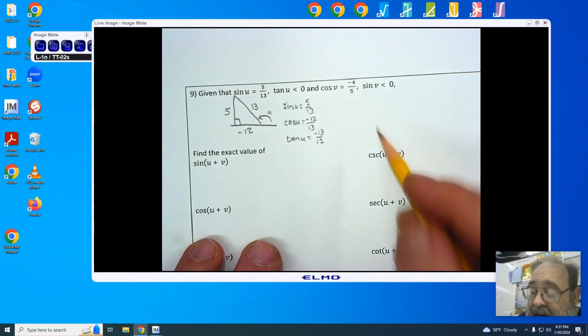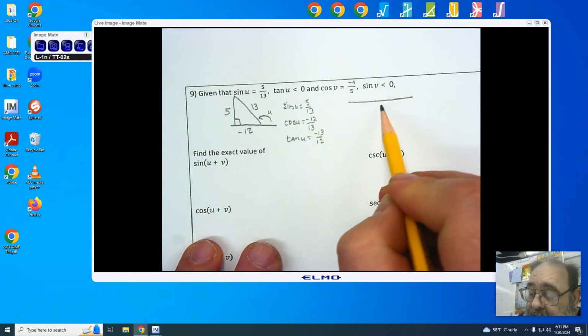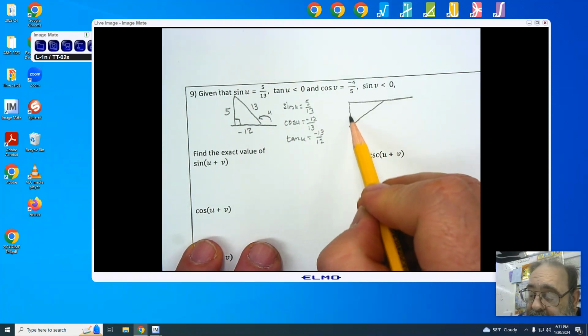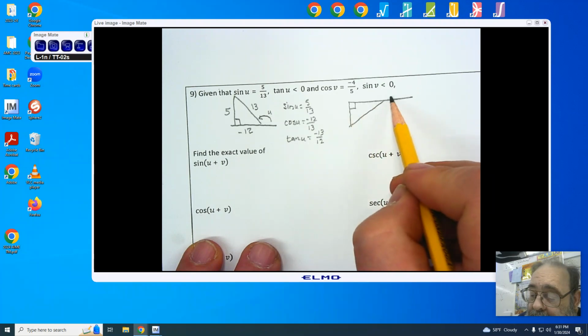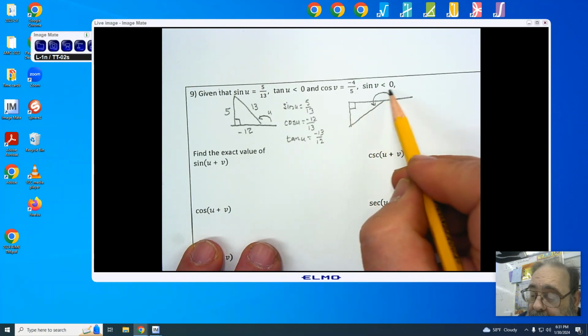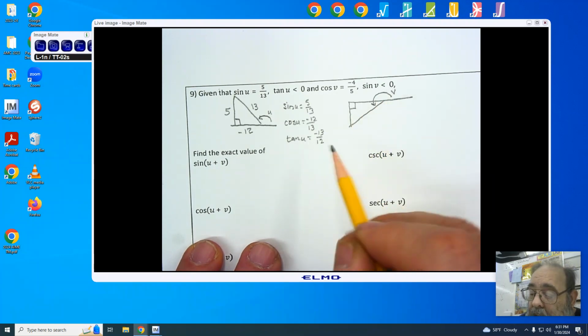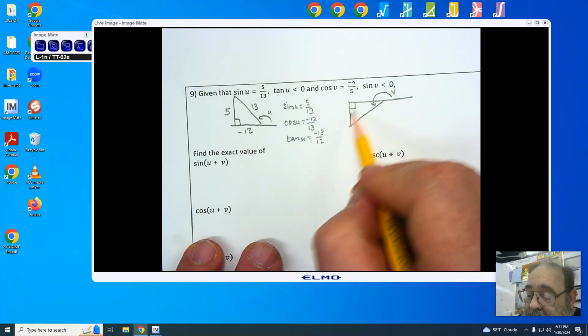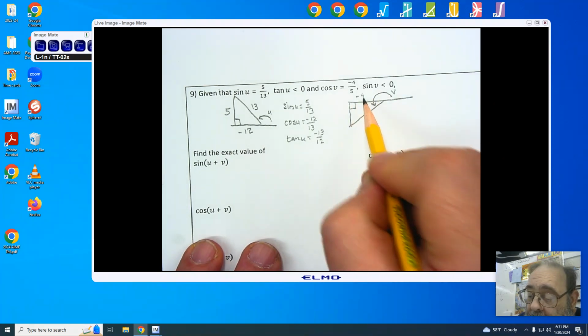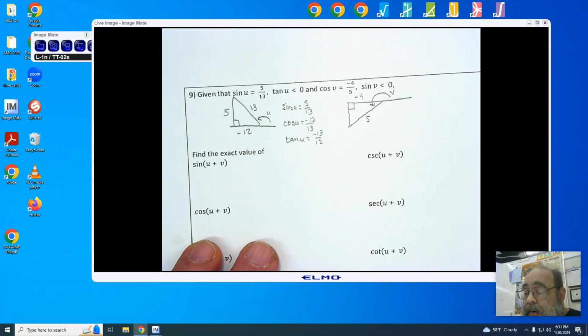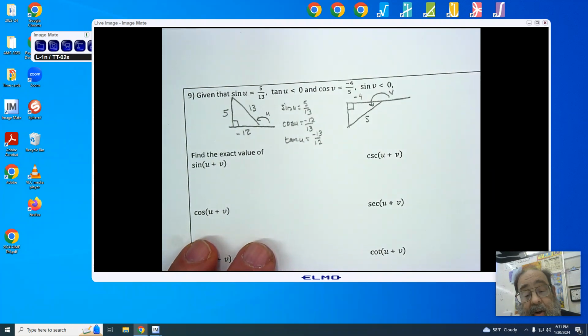a sine that is negative. This is in the third quadrant. So I set up my triangle in the third quadrant. Here is V all the way through, and I'm going to make sure that I have my cosine is -4 and a 5. Notice the hypotenuse is always the positive piece.